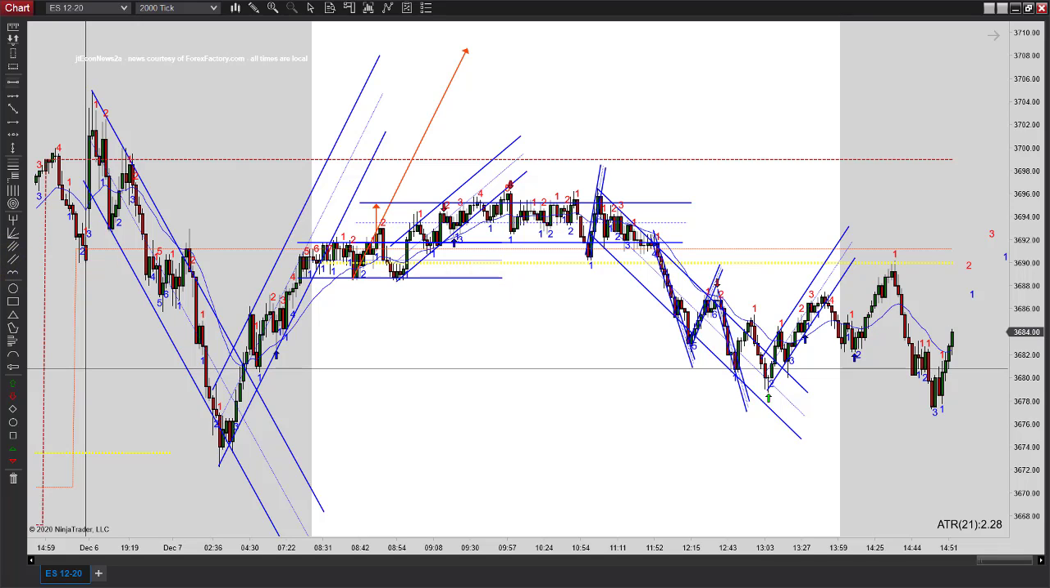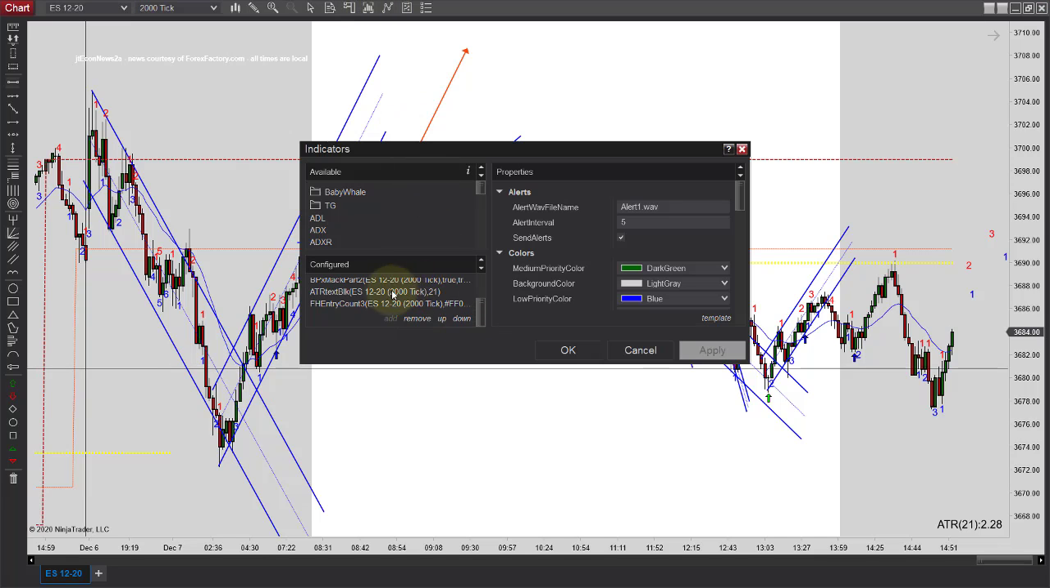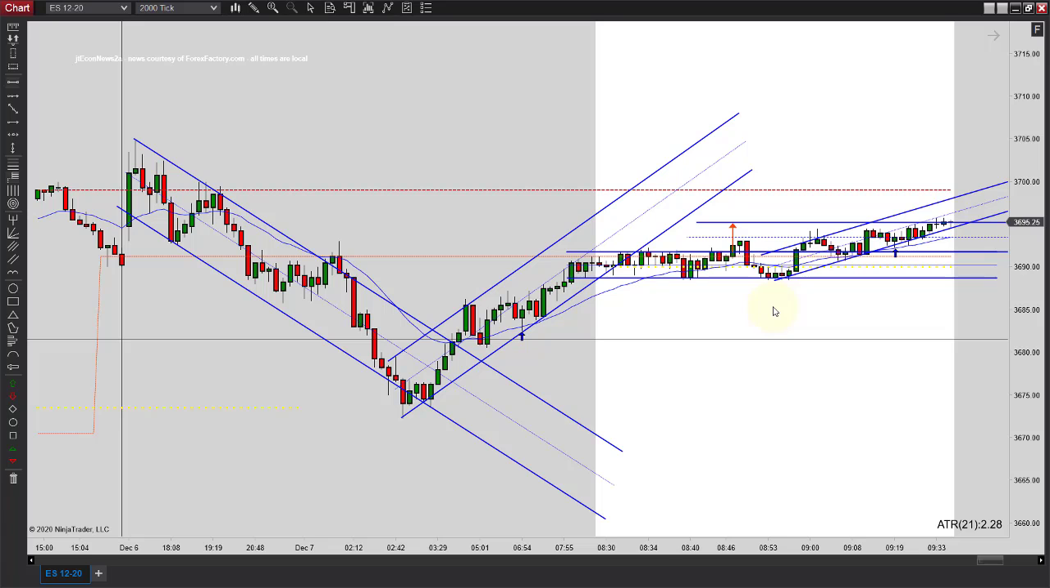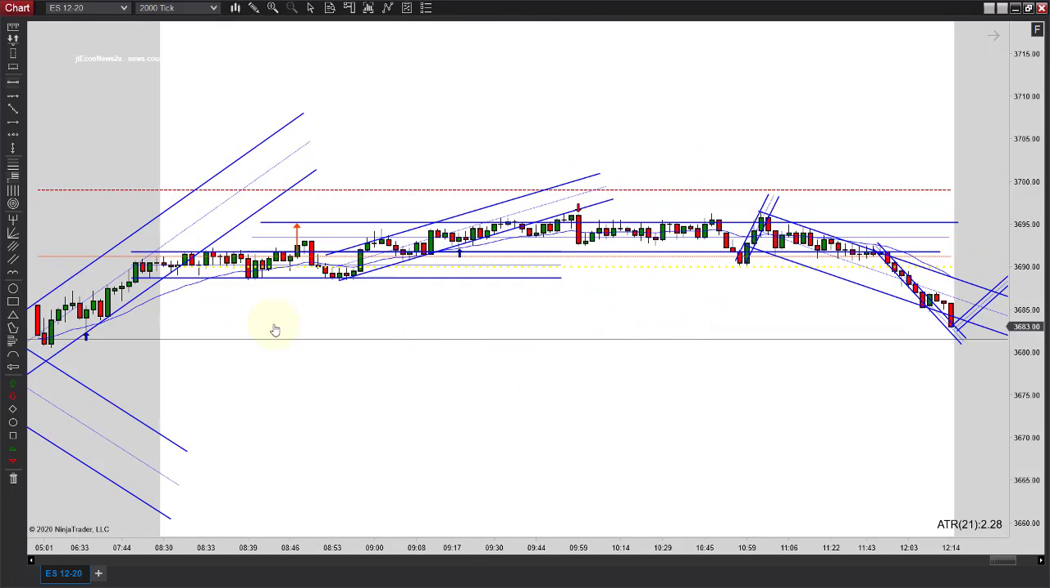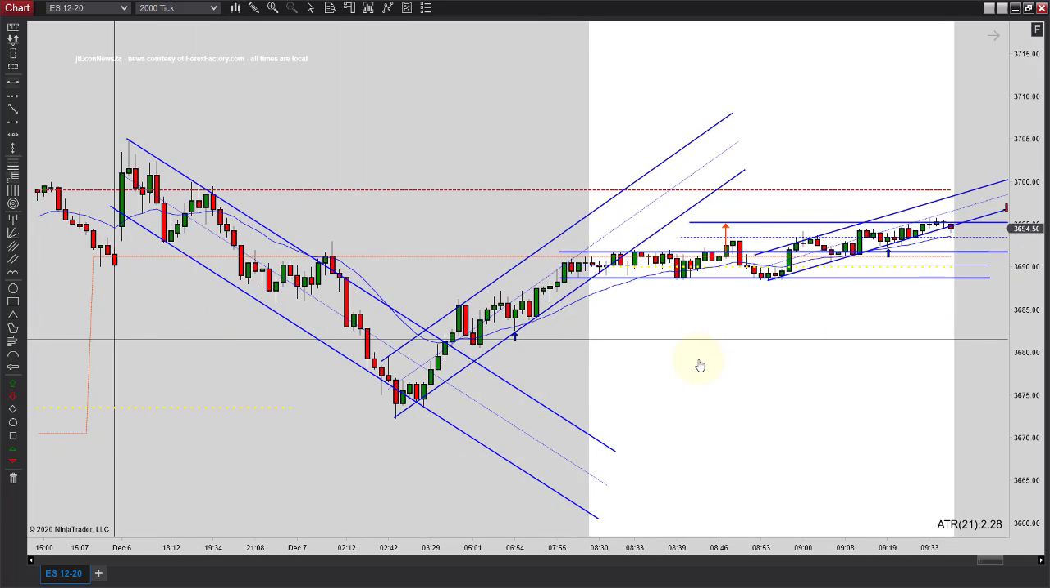Let me get this off the chart here, and I'm going to actually take the indicator off. Okay, let's get to the trades here. Not going to be many of them. It's not going to take long.